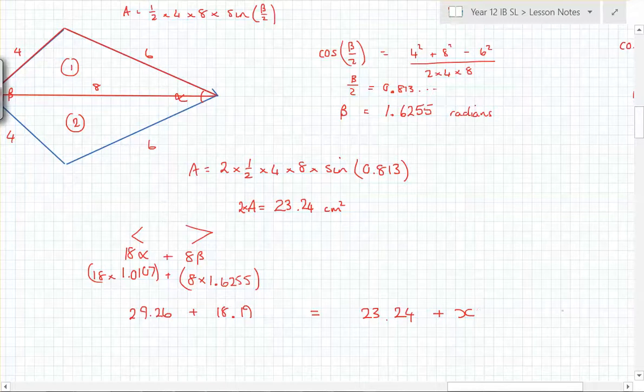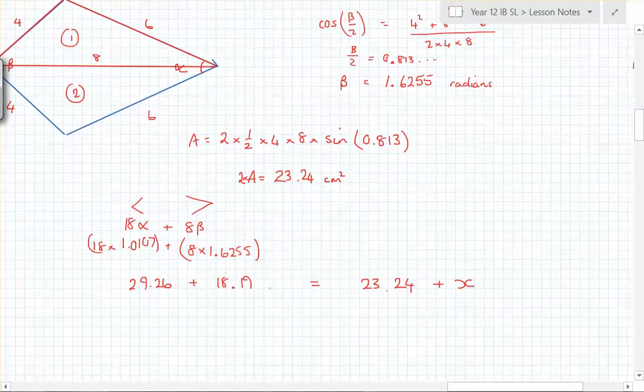That's a typical exam question you've got to figure out. That and that are the same, but only if you add the unknown, the middle part. That's in the middle. I don't understand how. 18 times 1.0107 is not 29. It's got to be more than 18. It's 18.19. And then 8 times 1.6255, they add up to 27. I've done it the wrong way around.